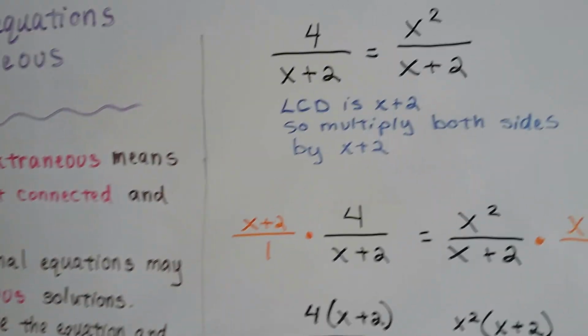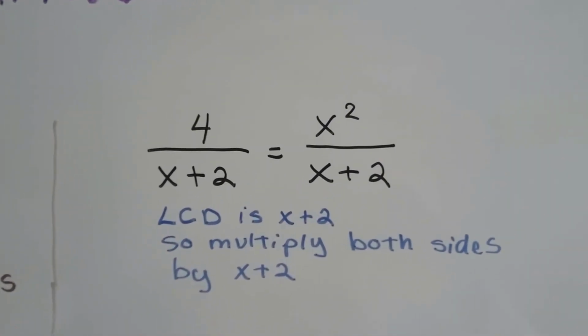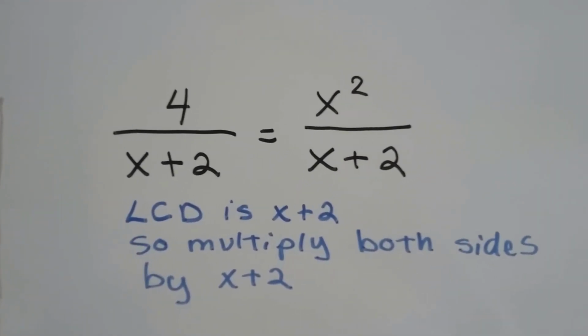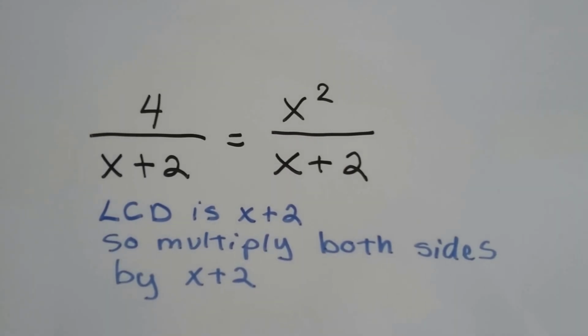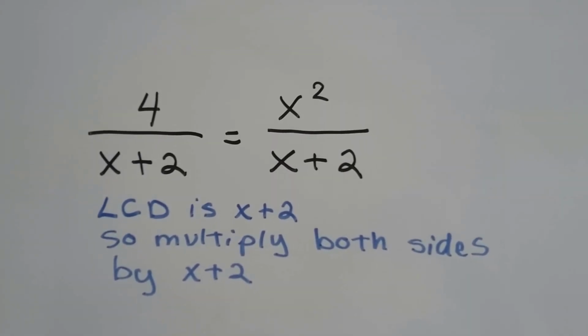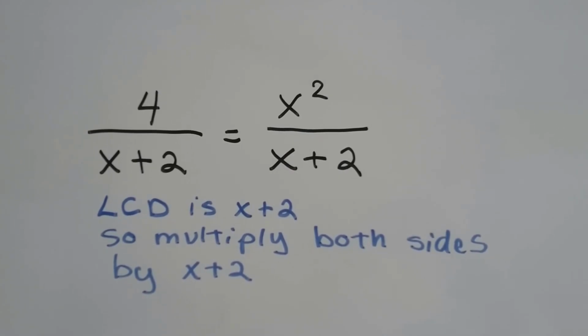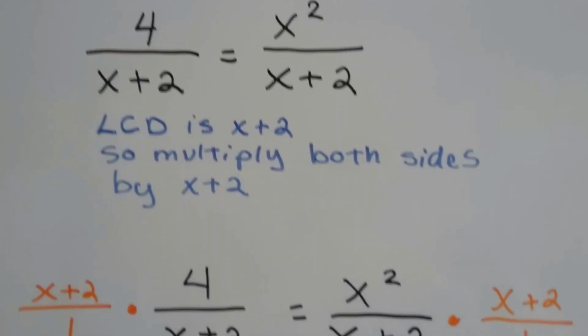Take a look at this one. Here, look at this rational equation. We've got 4 over x plus 2 is equal to x squared over x plus 2. So we can see that the lowest common denominator is x plus 2 because they both have it, right? So we're going to multiply both sides by x plus 2.